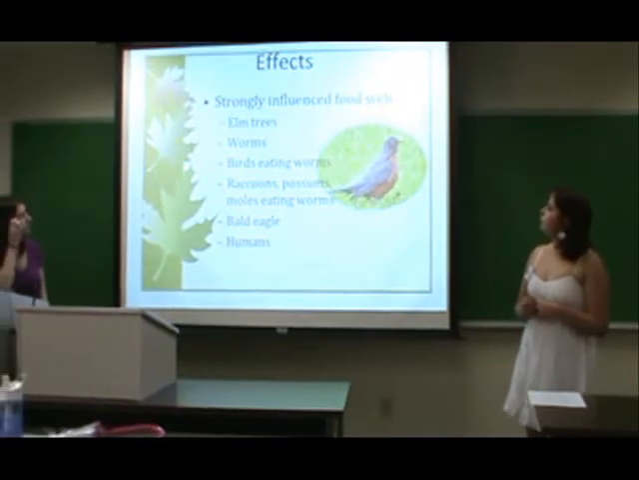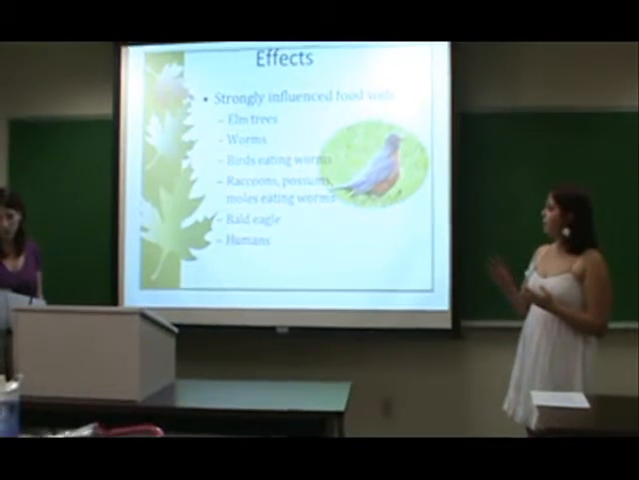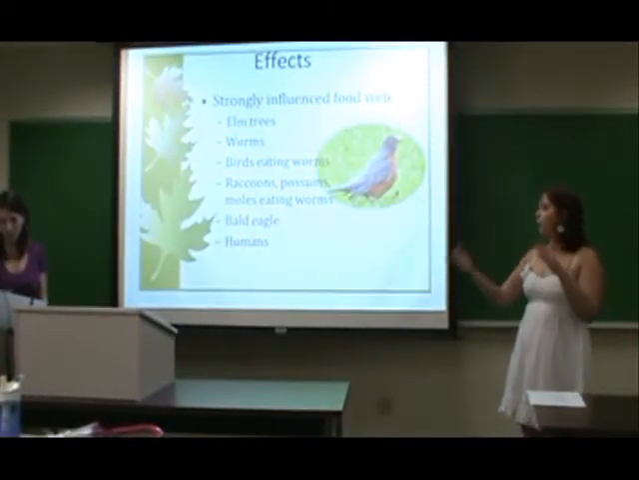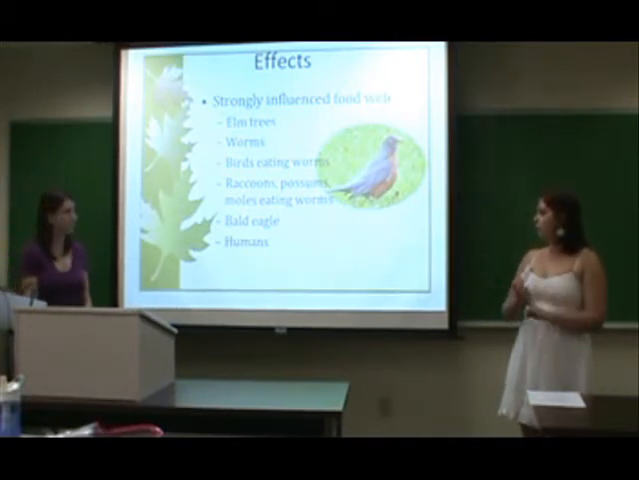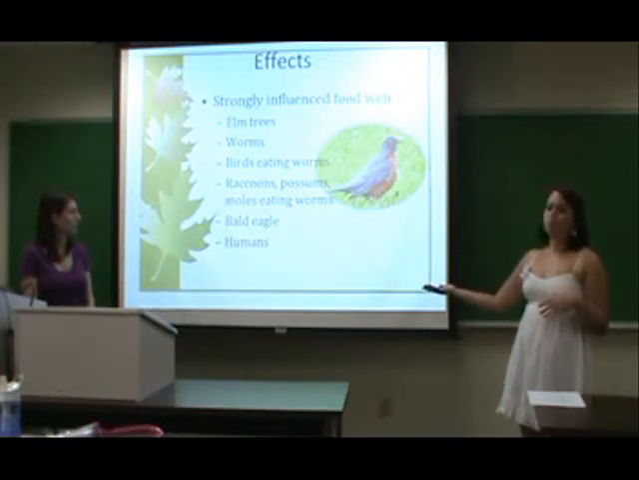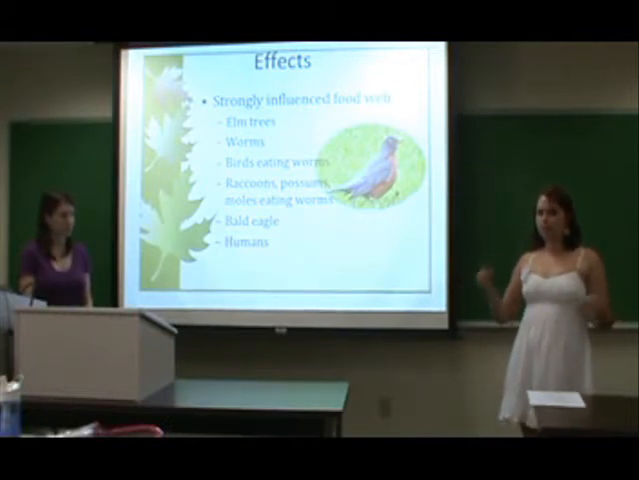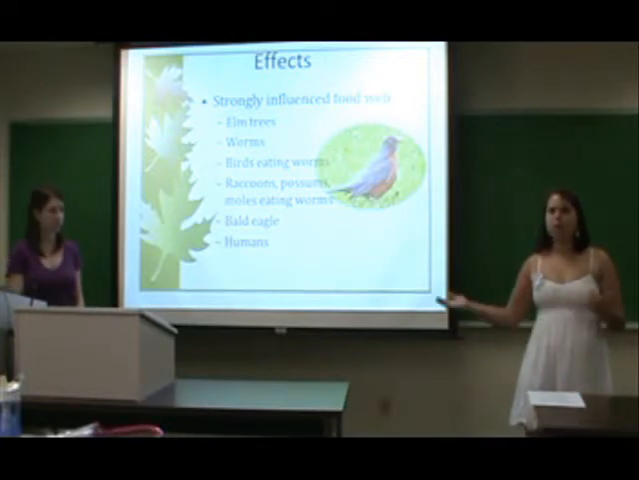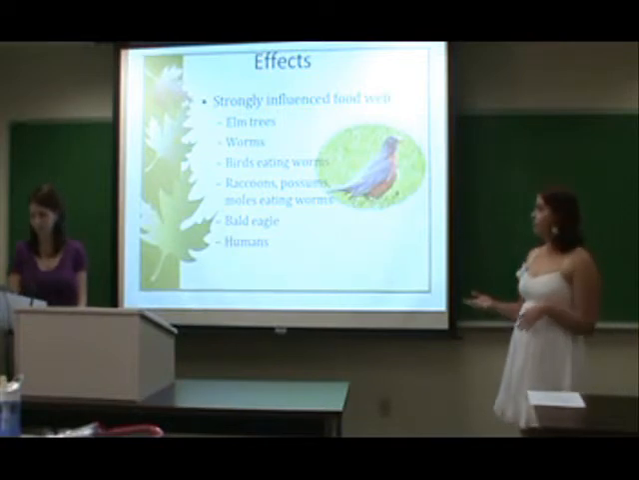So it strongly influenced food webs. They sprayed the elm trees, and then it got into the worms since they were living in the soil. But the birds were eating the worms, and so were raccoons, possums, and moles. And then also bald eagles were affected, and in turn humans were affected because all of their surrounding nature was disappearing. There weren't many birds anymore. Somebody talked about how they used to look out their window and there were so many birds, and then there were only 1 or 2 left.